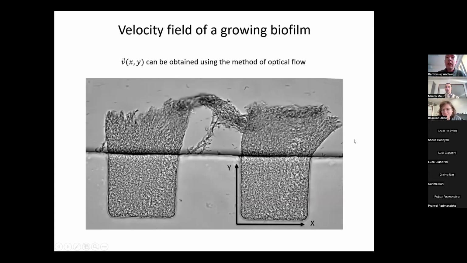Yes. What do you actually do? Do you like subtract the two frames from each other or something? No. So it's a little bit more complicated.